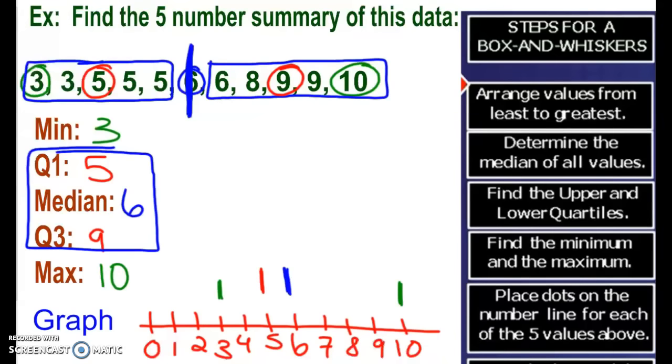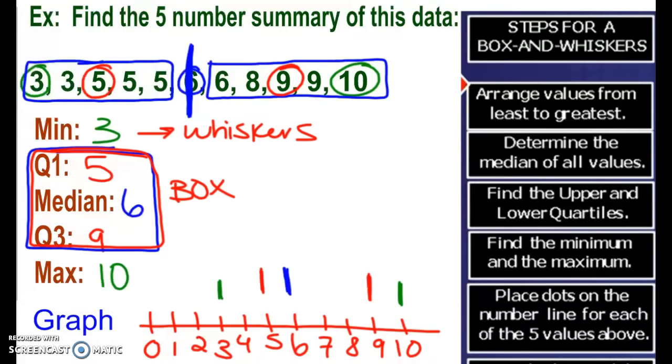Notice I'm making these vertical lines just to help me create that box. If there's some way that works better for you, go ahead and do it, but this is the way I like to do it. And then my quartile 3 is at 9. These 3 numbers are the ones that create the box, and our min and our max are the whiskers. Hopefully I spelled whiskers right. If not, that's why I'm not an English teacher.